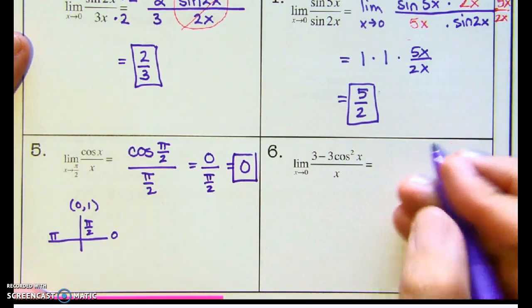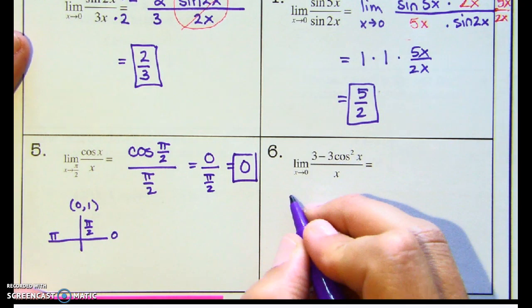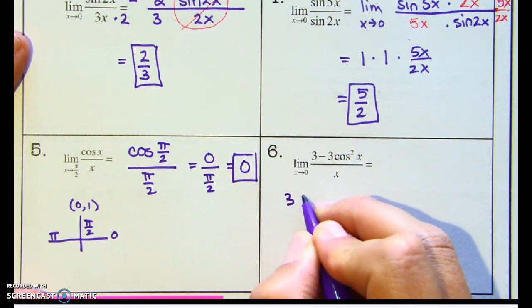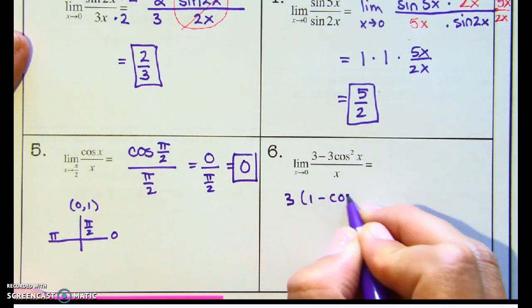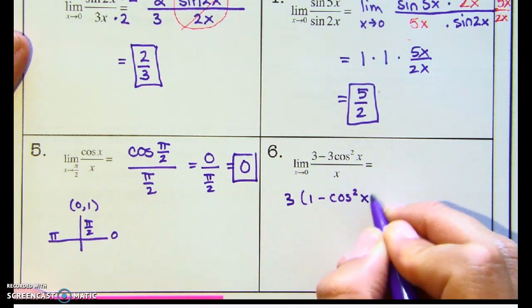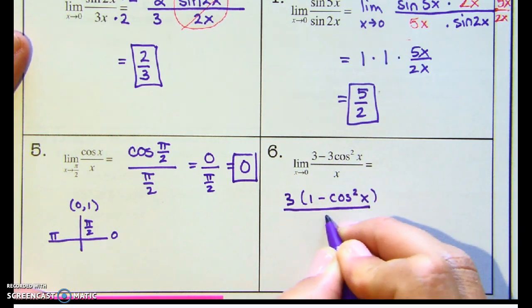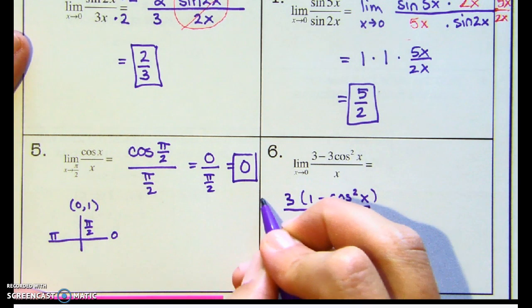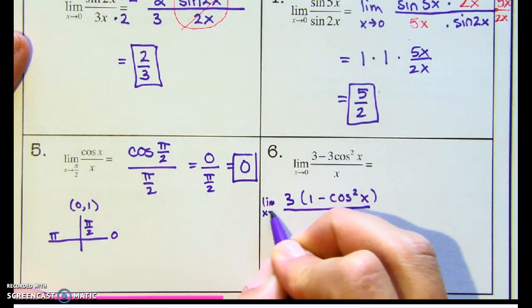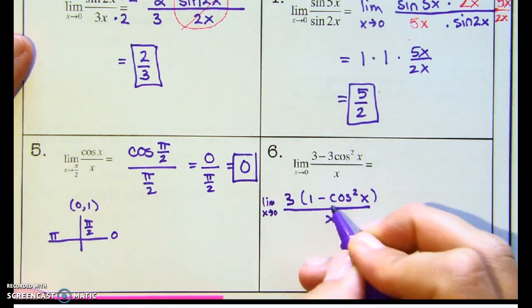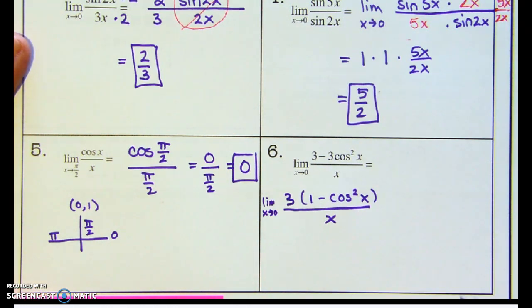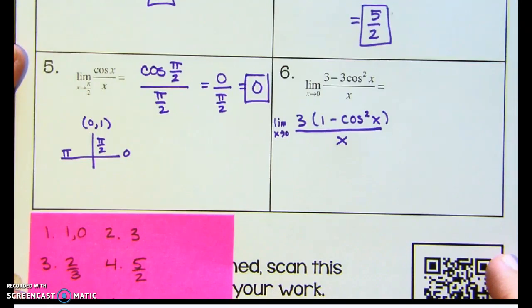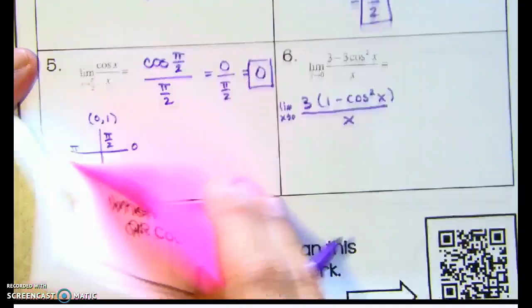What the heck is this? Just kidding. I see this 3. What do you want to do with that 3? Should we factor that 3 out? We have some trig identities, and we all know this is a limit. Okay, 1 minus cosine squared. We need to know these answers.